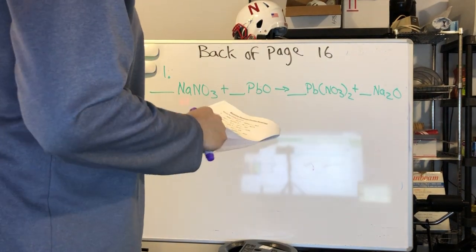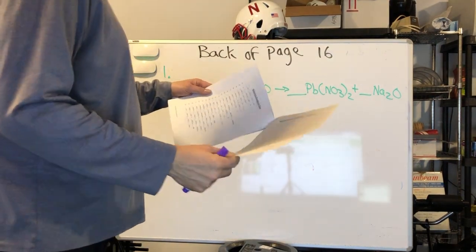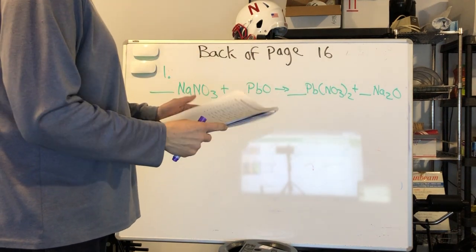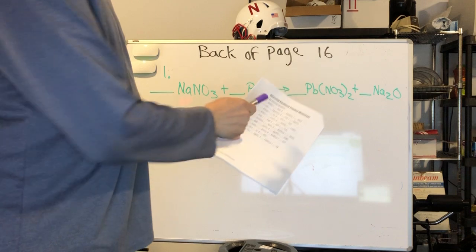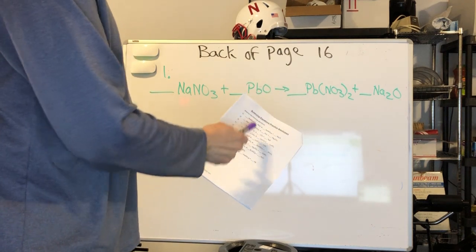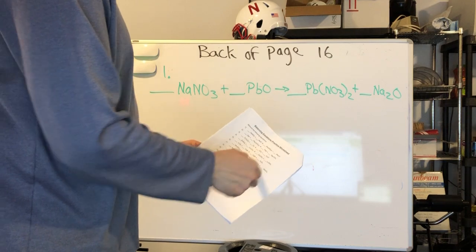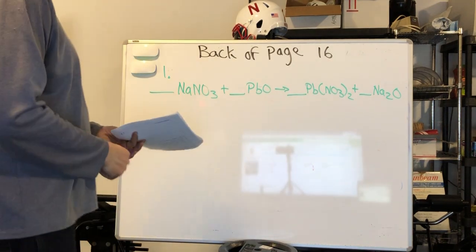Okay. For today's shoot, for Wednesday, we are going to be on the back of page 16, which is called Balancing Equations Practice Worksheet. There's 10 reactions. Again, we're going to go through, balance, and type all 10. So I got the first one up.